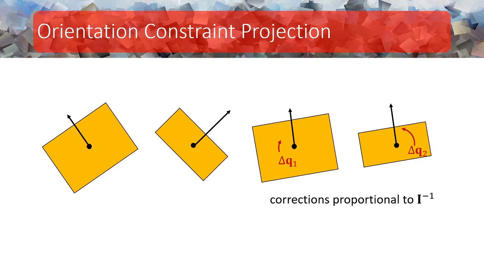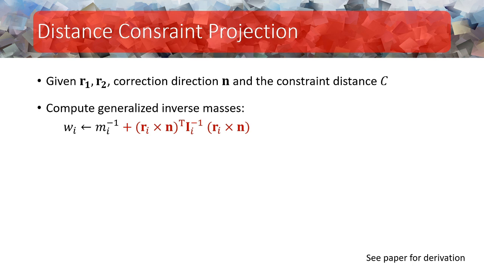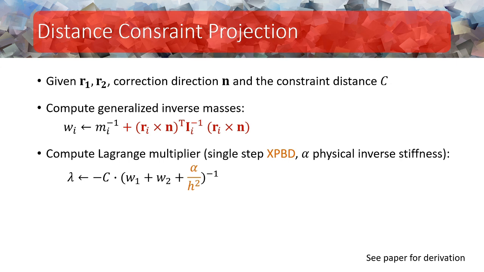Let us now have a look at the equations for the projections of our two new constraints. We derived these equations from rigid body dynamics in the paper. For a distance constraint, we need the attachment locations r1 and r2 in global coordinates, the constraint direction n, and the constraint distance c. First, we compute the generalized inverse masses of the two bodies. Then we compute the scalar Lagrange multiplier lambda. This is where the physical time-step independent inverse stiffness is included.